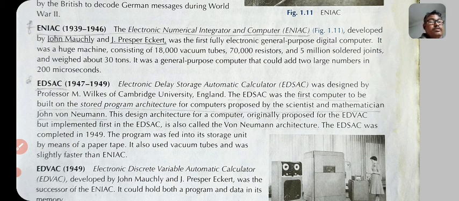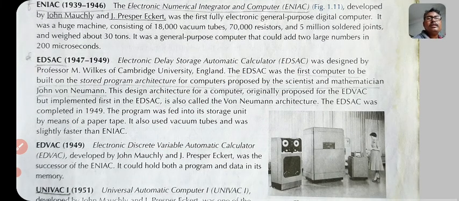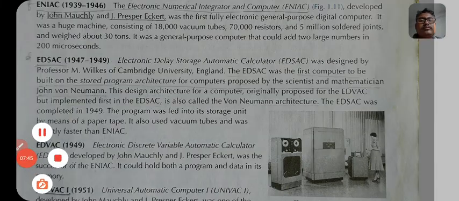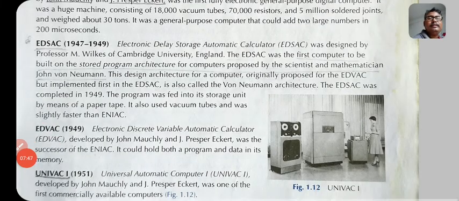Vacuum tubes, then 70,000 resistors and 5 million soldered joints, and 30 tons of weight. Next is EDSAC, from 1947 to 1949.